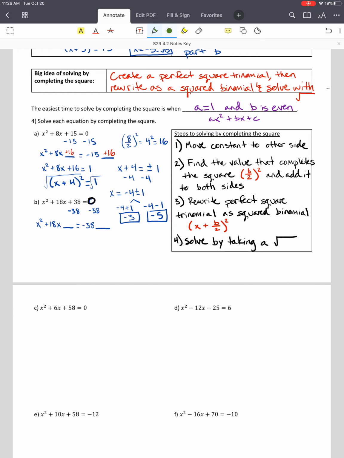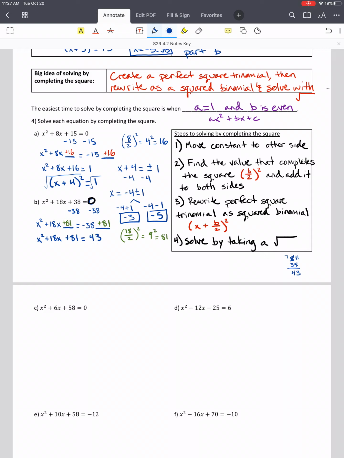And so step 2, find the value that completes the square. I'm going to take b, which is 18, divide it by 2, and square it. So I get 9 squared, which is 81. And that's what I add to both sides. So x squared plus 18x plus 81. 81 minus 38. I don't have a calculator on me, so I'm just going to subtract it over here. 11 minus 8 is 3. We get 43.